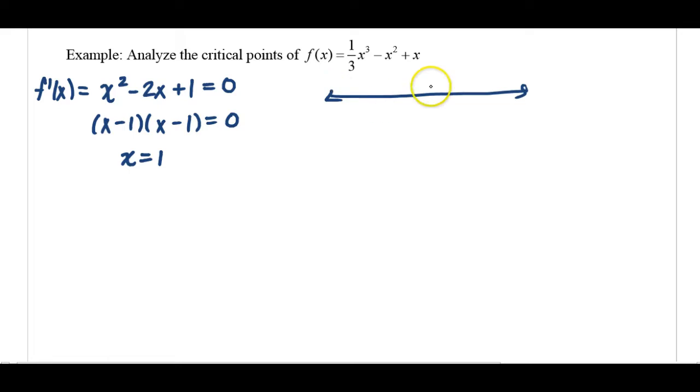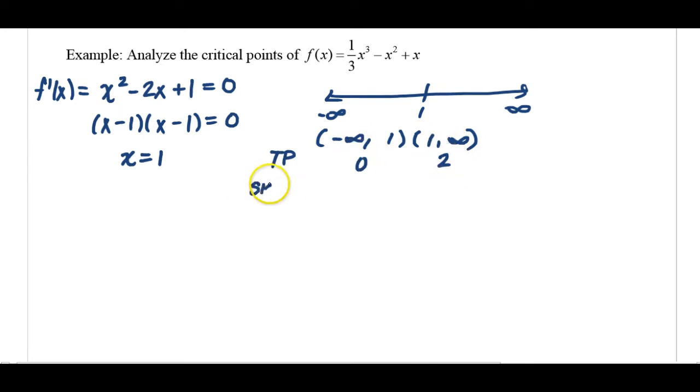So now I have to create my sign chart, and I'm going to go ahead and draw my number line. I'm going to plot 1. So my two intervals are only from negative infinity to 1 and 1 to infinity. I'm going to pick 0 in the first one and 2 in the second one. I want the sign of f prime, and that will tell me whether f is increasing or decreasing. If I substitute in 0, I'm going to think about plugging it into x minus 1, x minus 1. So if I plug in a 0, I'll get a negative times a negative, so I will get a positive. And if I plug in 2, I'll get 1 times 1, which is a positive.